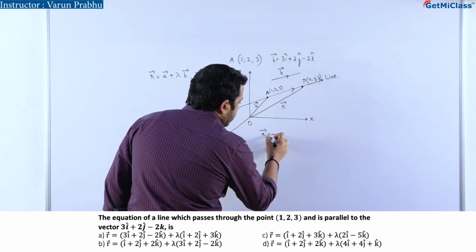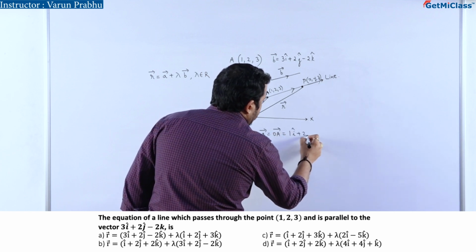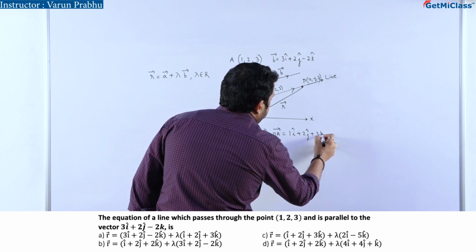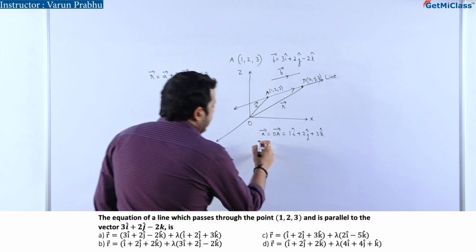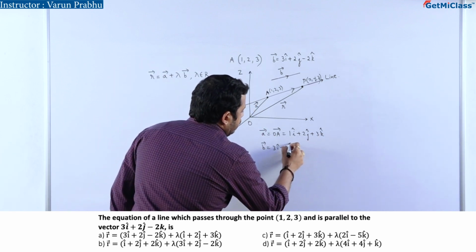Now what is vector A? Vector A in this case is nothing but vector OA, which is 1 i cap plus 2 j cap plus 3 k cap, correct? And what is vector B? Vector B is nothing but 3 i cap plus 2 j cap minus 2 k cap.